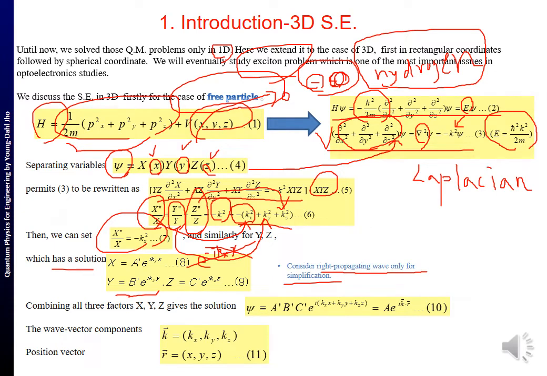Combining all three factors x, y, and z gives the solution like this. A prime, B prime, C prime are multiplied together in the other part. And here, this exponent is replaced by i k dot r. The wave vector component is here, and the position vector is here.